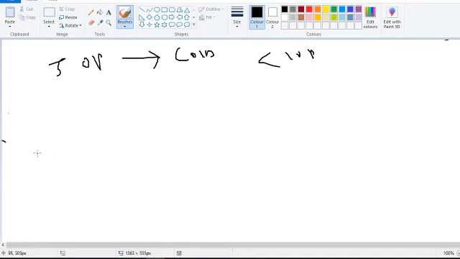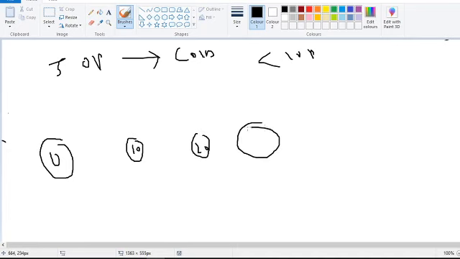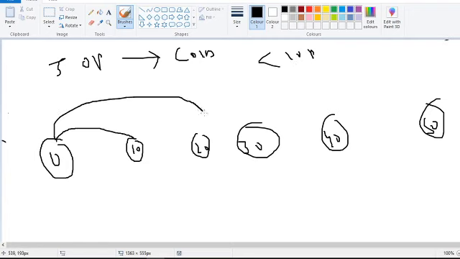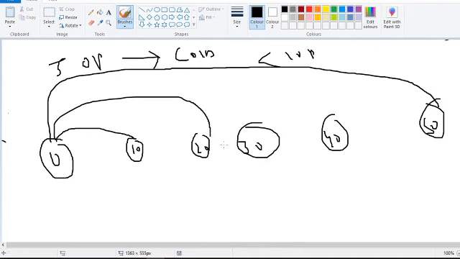So in this case it would be a 0, then it would be a 10, then a 20, then 30, then 40, and then 50. So from 0 there are 3 ways that this can go. This can go to 10, this can go to 20, or this could go straight to 50.